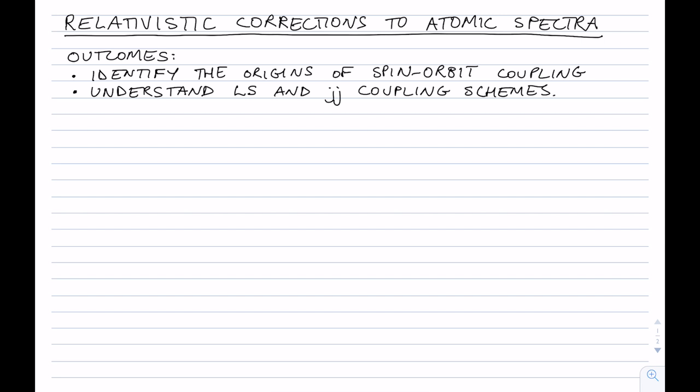And this will give us a way of remembering Clebsch-Gordan coefficients, and we'll look towards understanding the LS and JJ coupling schemes. The thing to remember is it seems kind of arbitrary as we go through it, but we'll see when we get to the Dirac equation that a lot of what we do comes naturally out of the Dirac equation. So let's get started.